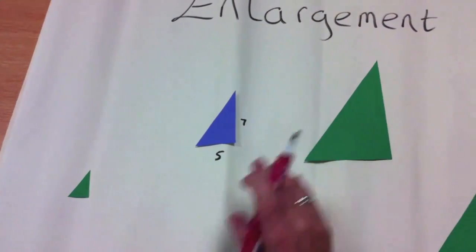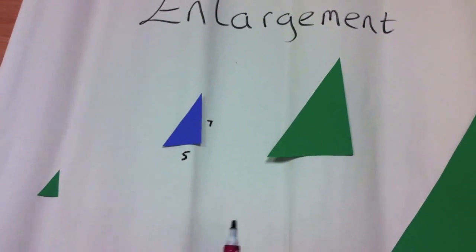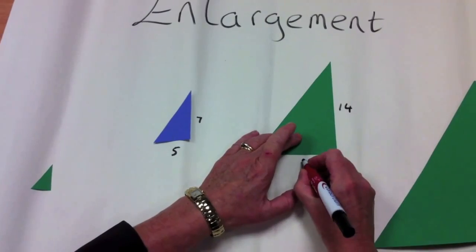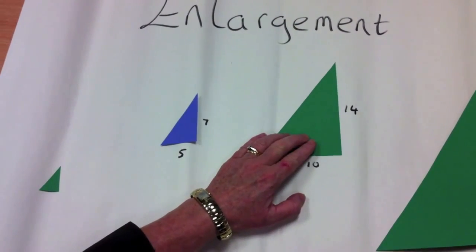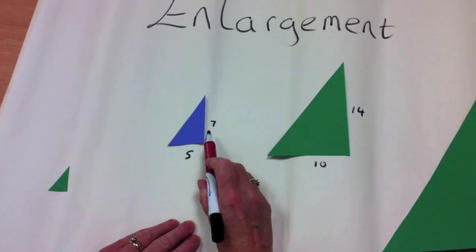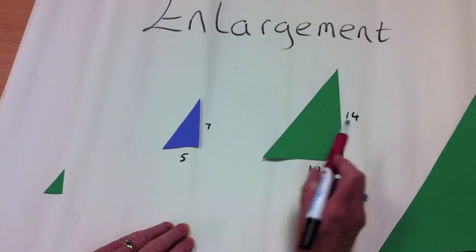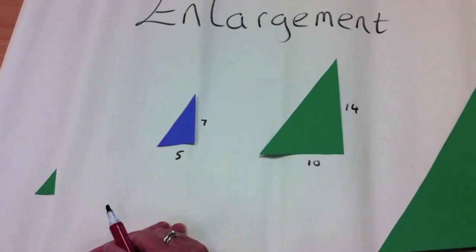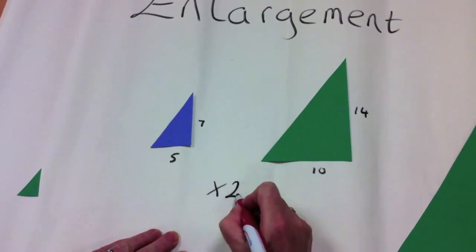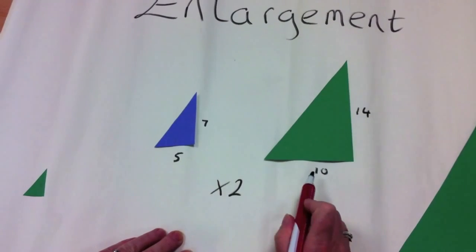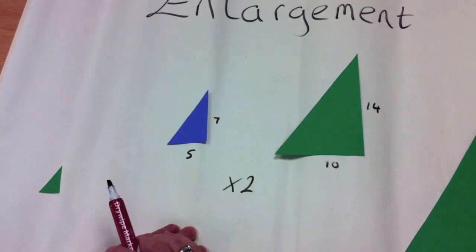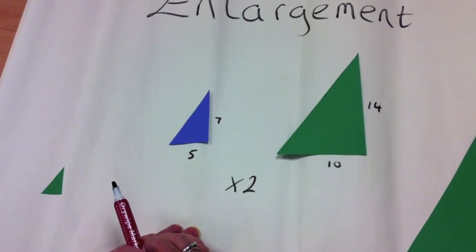Next to it sits a larger one, an enlarged shape, and the measurements here are 14 and 10. So the question is, what enlargement have I made from my original shape to my new shape? And of course, as you've now worked it out, I've enlarged it by 2. 5 times 2 is 10. And 7 times 2 is 14.